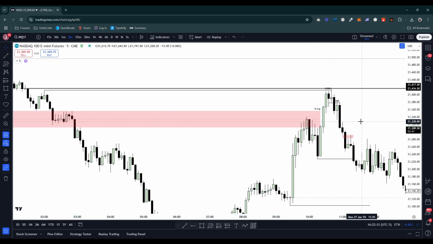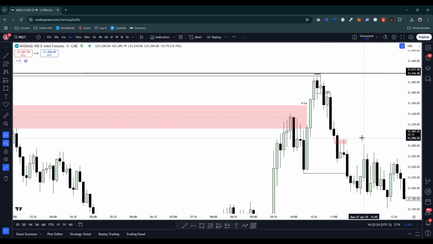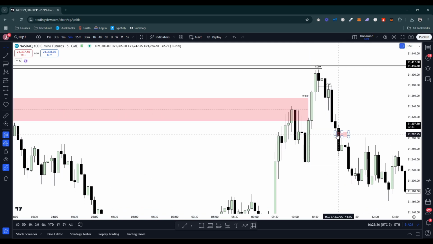Displacement. There you go. Displacement. We hit a 15-minute PD array. We changed delivery on the 1-minute. We still respected the bearish 1 hour fair value gap. And we dropped lower. So I'm expecting this fair value gap to deliver down into this low. We're displacing towards this low. All right. We're displacing.